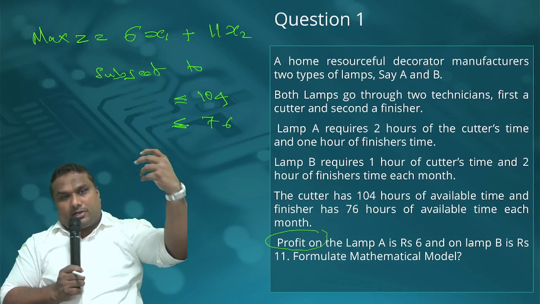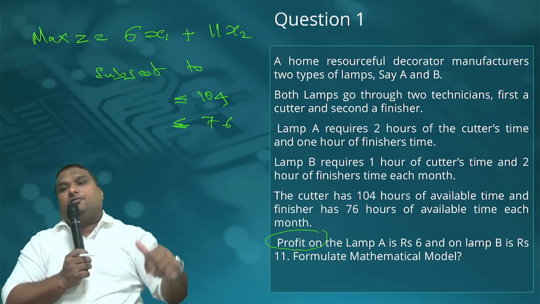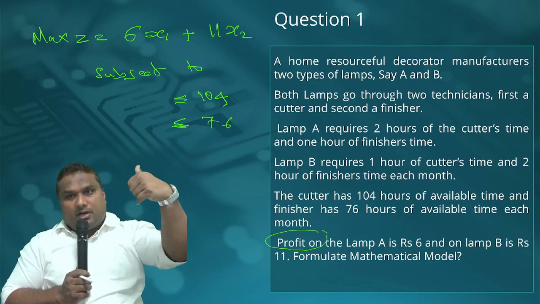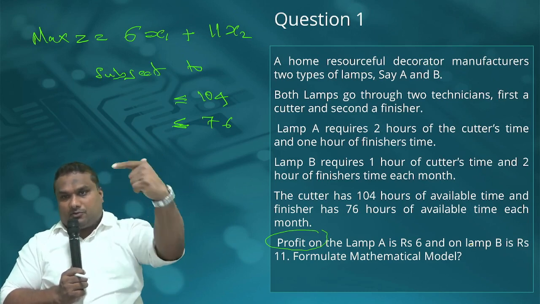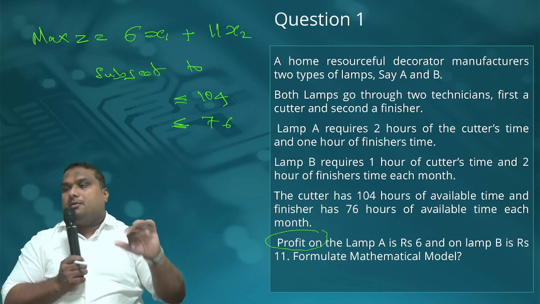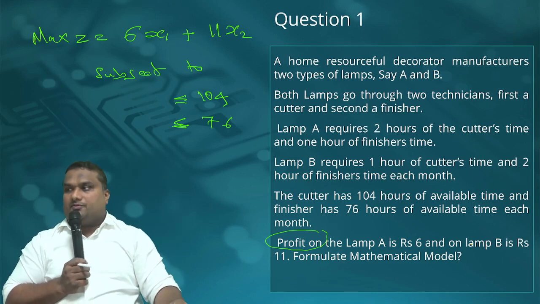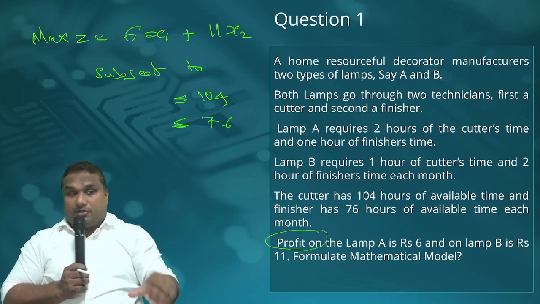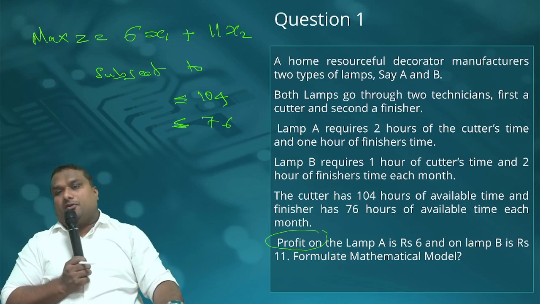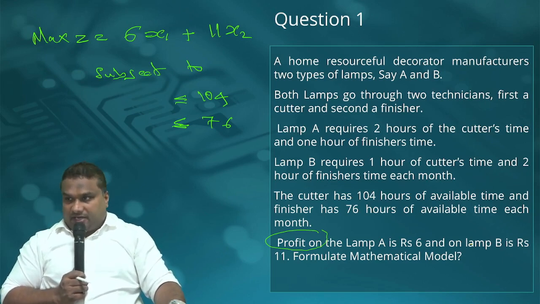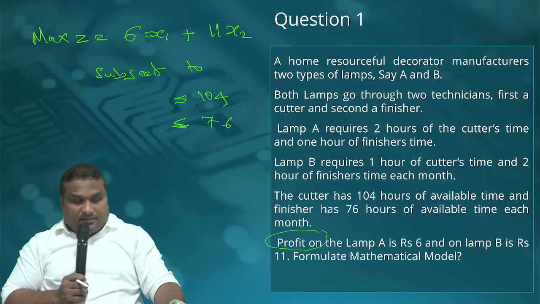That means you cannot use the cutter for 105 hours. You can use up to 104. If you use 103, no problem. 102, no problem. 100, no problem. But 105 is a problem because we don't have those resources for 105 hours. You understood? So it should be less than or equal to 104. The finisher, we can utilize maximum how many hours?